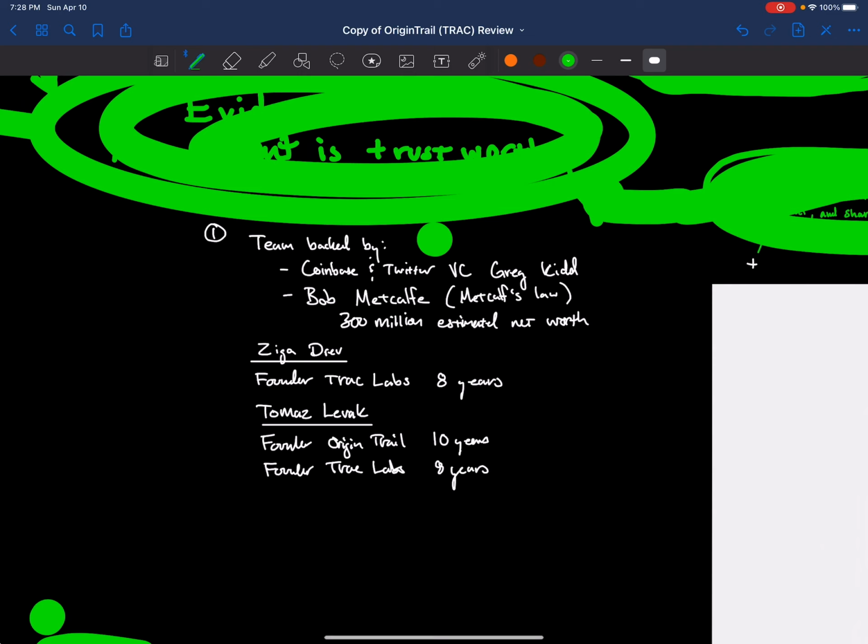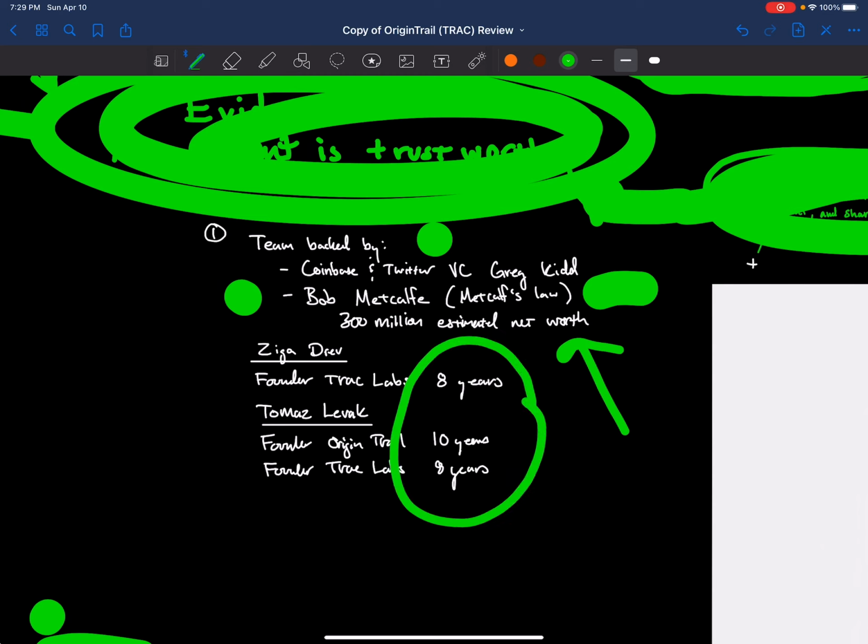The team is backed by Coinbase and Twitter VC Greg Kidd, and Bob Metcalfe. This is a very important character, with an estimated net worth of 300 million. He's an extremely smart fund manager, but he also came up with Metcalfe's law. So he's a guy who understands the network effect in internet technology and how to grow businesses, or at least he should have some interesting perspective on that. And he has consulted with this company, so that is a pretty amazing resume of advisors right there.